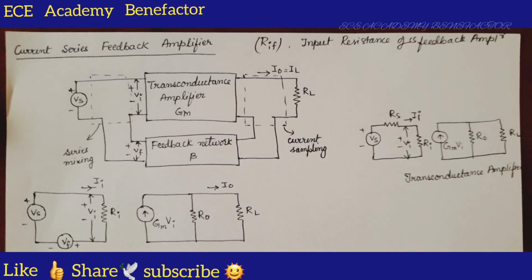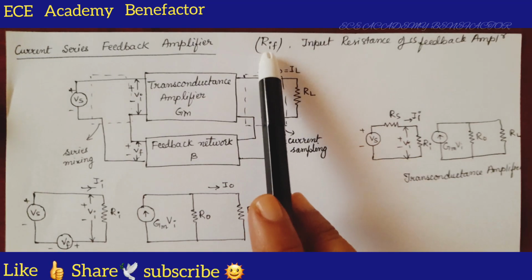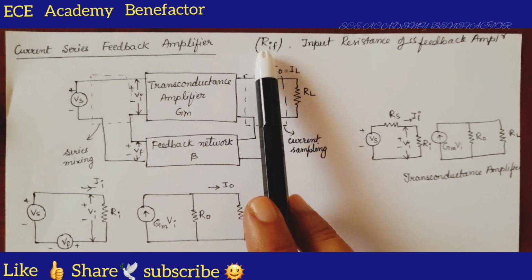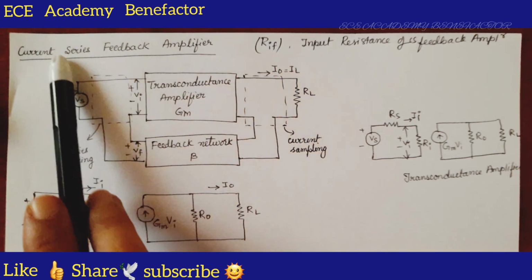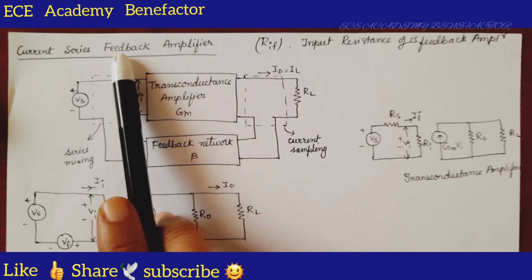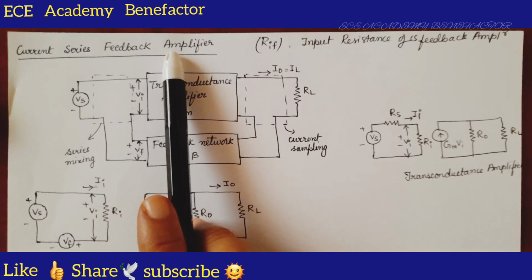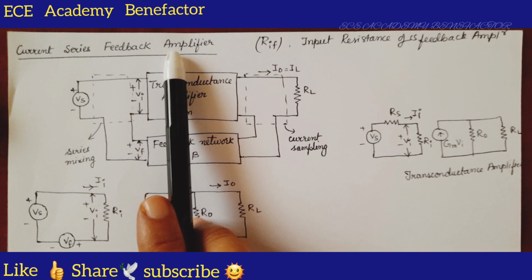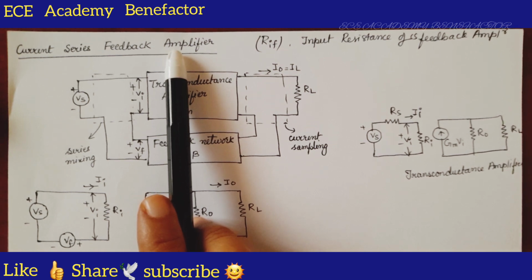In this class we will be seeing the derivation of RIF, that is the input resistance of the current series feedback amplifier. This topic is from the feedback amplifier. The subject name is Electronic Circuit Analysis, ECA. Let us start the derivation.